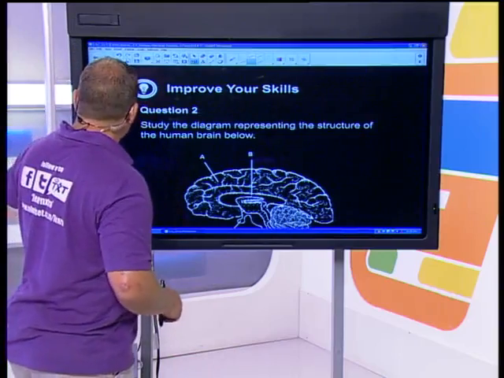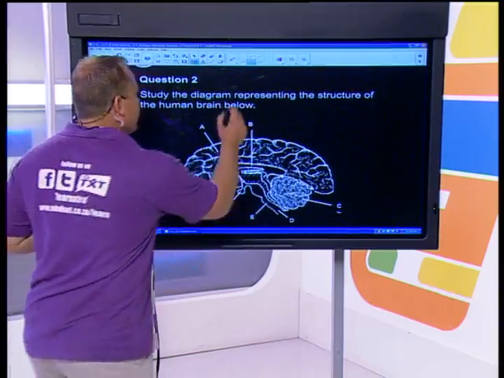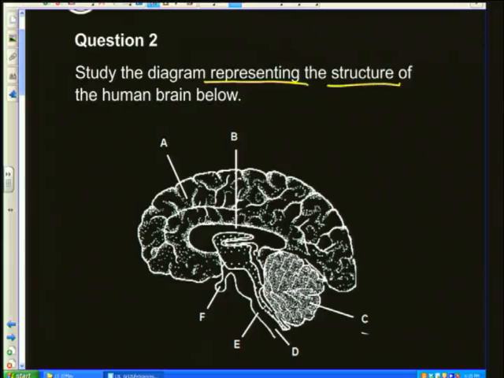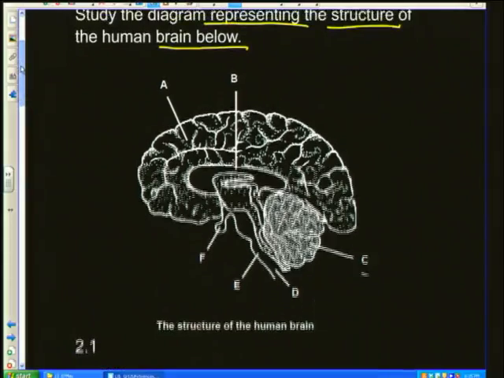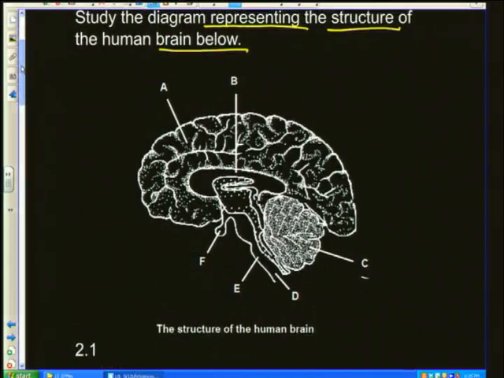Now, I like this question. Study the diagram representing the structure of Looney's brain below. Okay, it's got to be Looney's brain because I couldn't put mine up there, right? It's small, but it's beautiful. Now have a good look. You've got your A, which is pointing here. I'm just going to do this so that you can see. B, which is pointing at that part. C, which is pointing there. F, that's pointing there. E, pointing there. And D over there. Nice and easy.